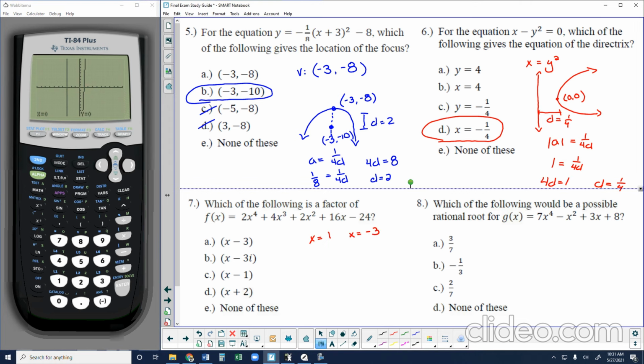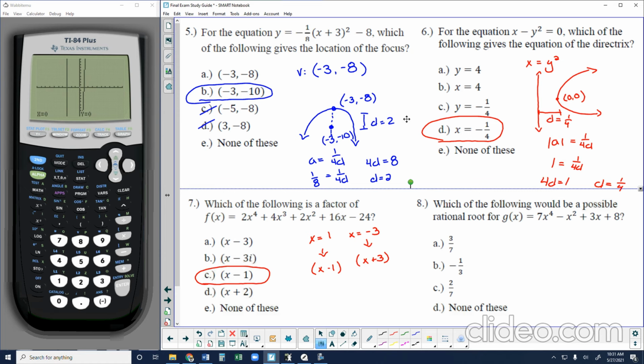And so what I know for sure is that x equals 1 comes from the factor x minus 1. So x minus 1 has to be a factor at least. x equals -3 comes from the factor x plus 3, and so that's not an option there. We're not sure about imaginary units. We're not sure if the imaginary unit 3i is a factor or not. And we can tell that +2 is not, because this does not intersect at -2. So our one option we know for sure is a factor is C.